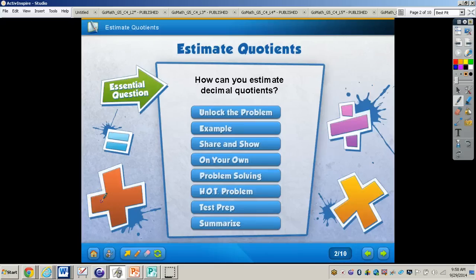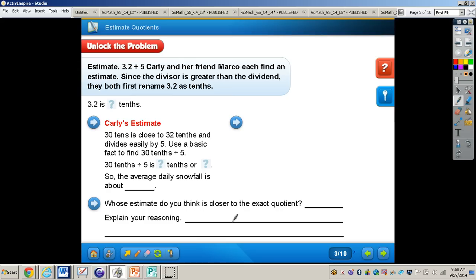In this video, we're going to be taking a look at estimating quotients. Now, the essential question is, how can you estimate decimal quotients? Now, it is important to turn your Go Math book to page 209 and follow along as we work through this video. And you will need your pencil and also your math journal out. Now, let's take a look at that problem on page 209.